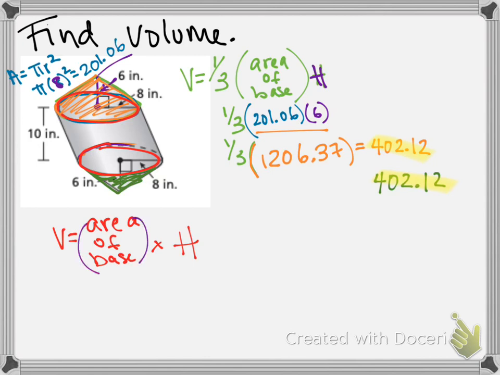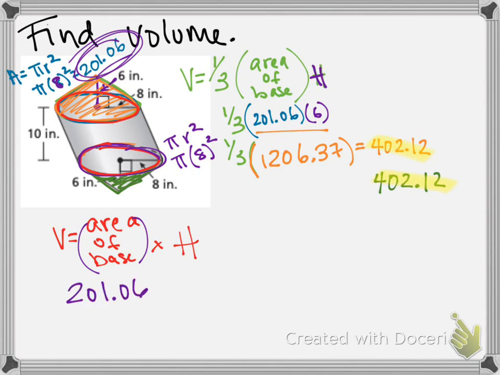So the area of the base is a circle. We would do pi r squared, but the radius is still 8. We've already done this before, so we already know the area of the base is 201.06. And then you want to multiply by the height of the cylinder only, which would be this 10. This is actually easy. It'll just move the decimal over. So that's the volume of the inside.